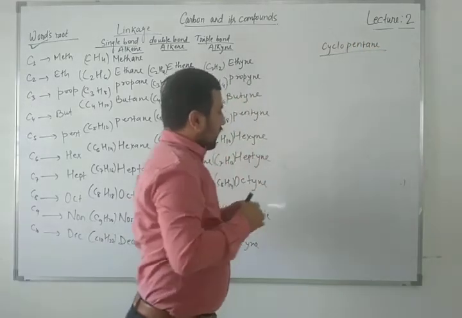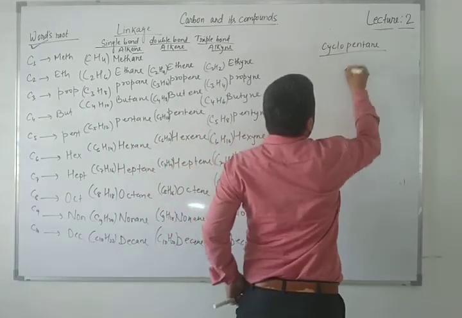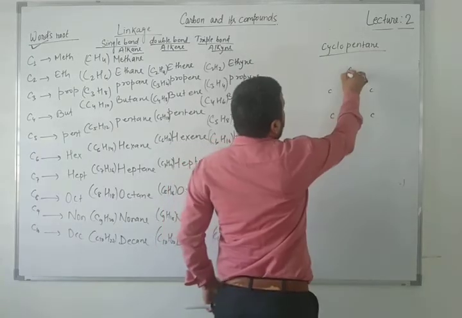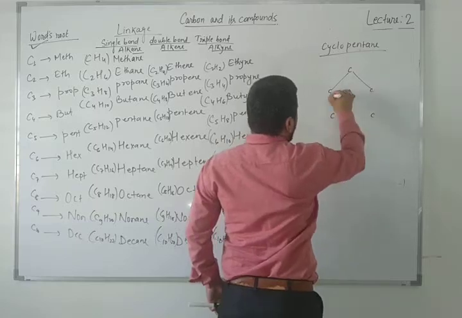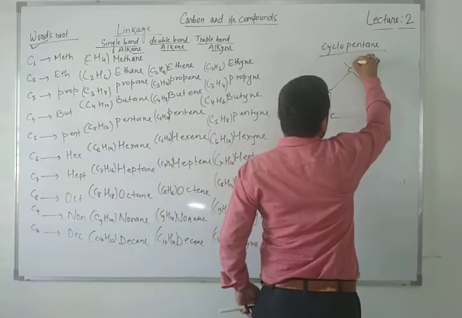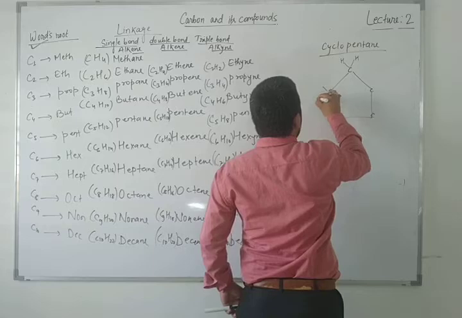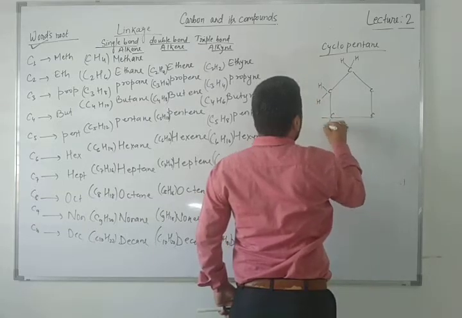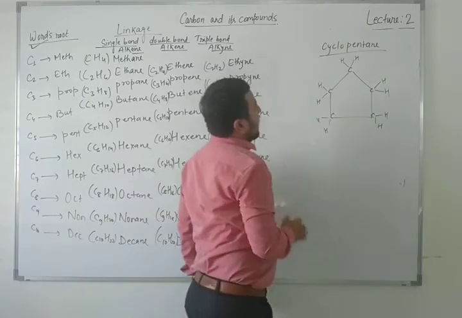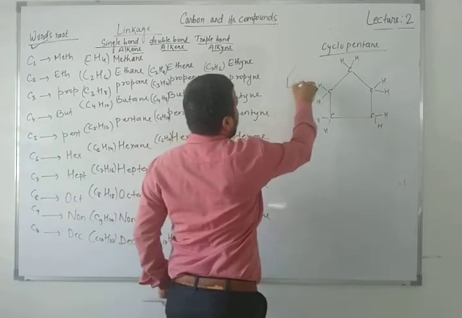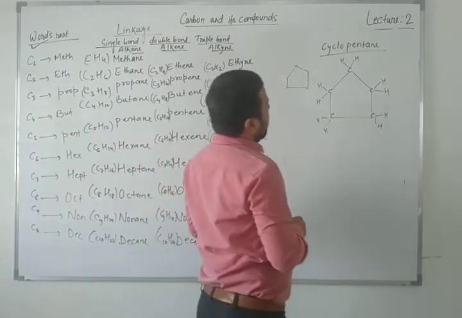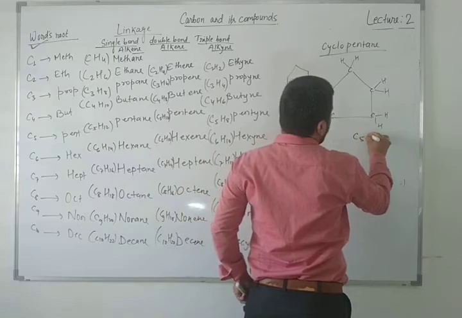How will you draw the cyclopentane structure? Pentane means 5 carbons. 1 carbon, 2 carbon, 3 carbon, 4 carbon, 5 carbon. You can see all the carbons. Since it is saturated, a single bond is there. And how many hydrogens will each carbon have? 4 hydrogens, right? 1, 2, 3, 4. Generally we draw a pentane structure like this, and here the carbon atoms are arranged. So the chemical formula will be C5H12 only, right?